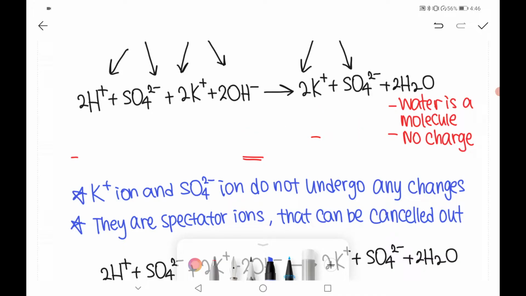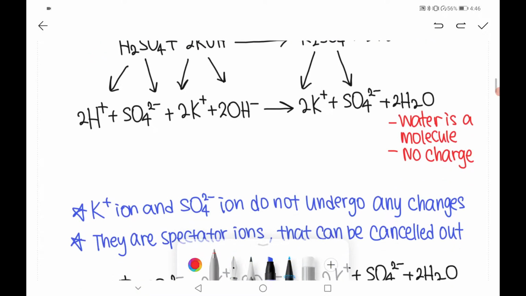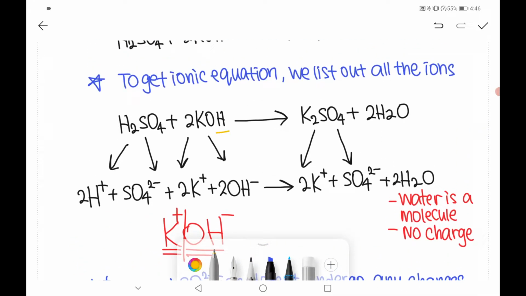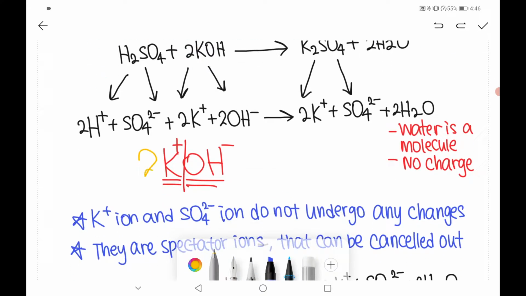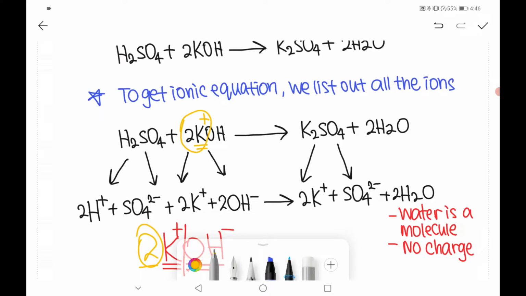The next thing, we will do the same. We will get the charges for the alkali. We have 2 potassium hydroxide. What is the charge? We know KOH, when you cut it, K is K plus and OH is OH minus. But don't forget, in this formula we have a 2 in front. So when you have a 2 in front, it means you have 2 K plus, and you also have 2 OH minus. That's why I write 2K plus and 2 OH minus. I hope everyone can see why: K is K plus, which you have 2 of, and OH is OH minus, which you also have 2 of.